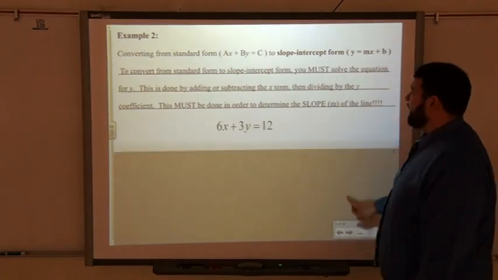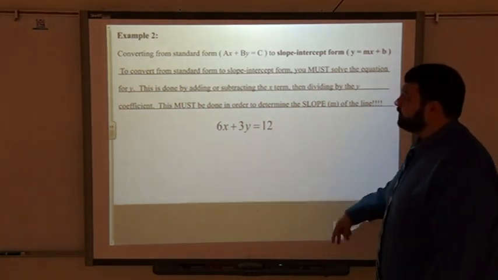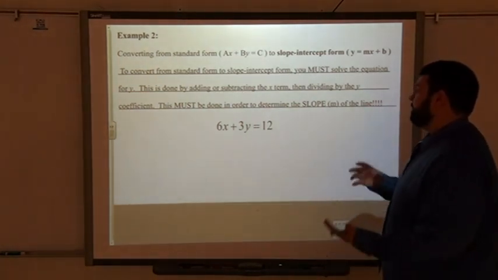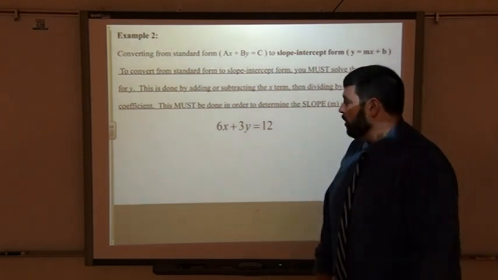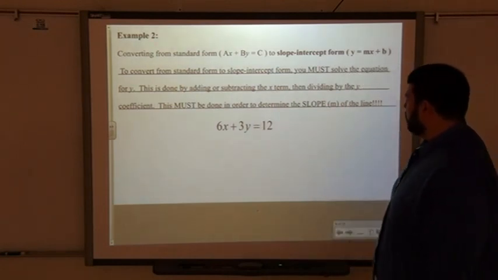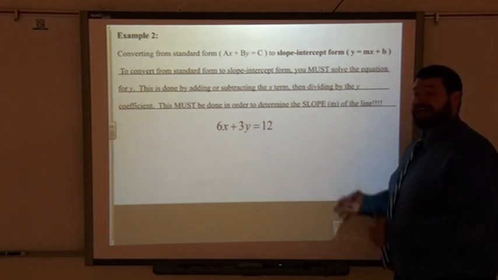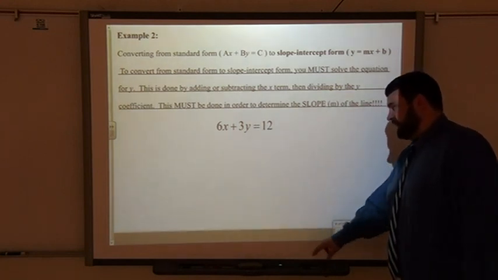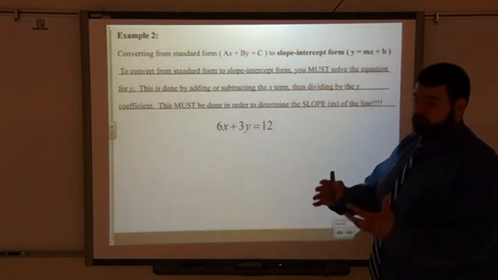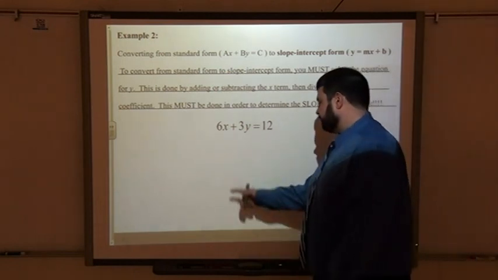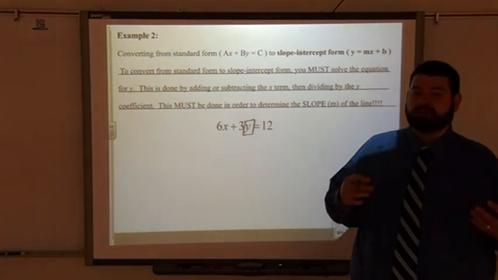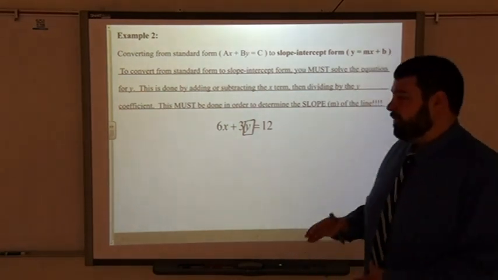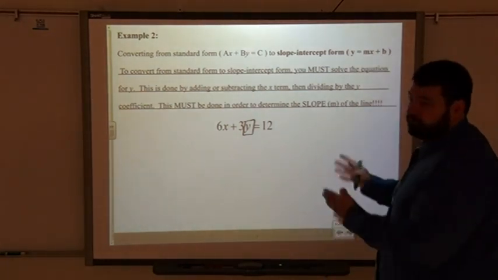So the way we do that is we have to solve the equation for y. This is done by adding or subtracting the x term, then dividing by the y coefficient. It must be done in order to determine the slope of the line. And that's what's important for this lesson, is I need to be able to find the slopes of lines. A teacher friend of mine used to say, put a box around the variable you're solving for. So that way I know not to move that one.